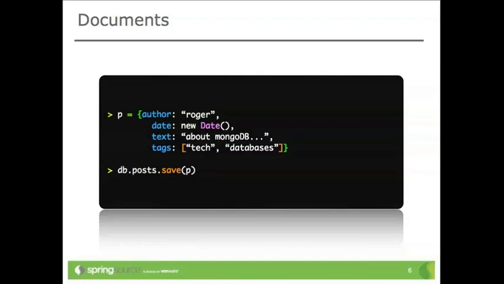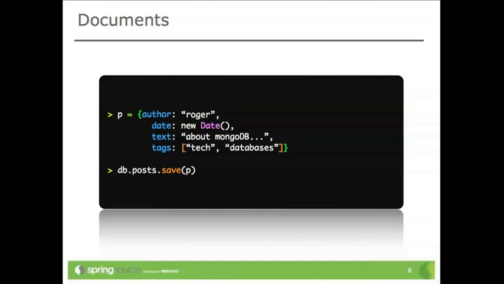In this example, we're creating a document. We have a simple blog post, for example. We have an author, written by Roger. It has a date, and we're using the date constructor to ask the database to allocate the current timestamp when this record is created in the database. We have a text field that stores the actual blog post, and then we're storing an array of tags. Then we say db.post.save, and we pass it that document we just created. What this does is create a new collection in the database and store this document in that collection.